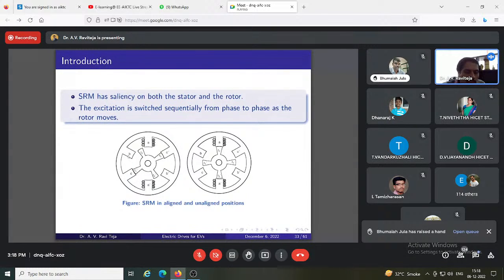Windings are placed only on the stator, say A-A', B-B', C-C'. I place three windings, from A to A', B to B', C to C'. I can place windings on the rotor also, but that will again increase the converter configuration. So three windings are required on the stator, and no windings on the rotor.